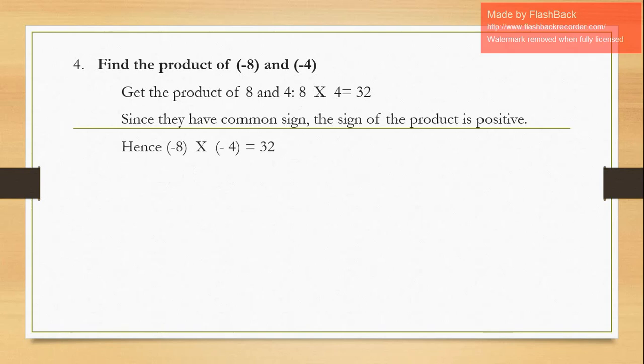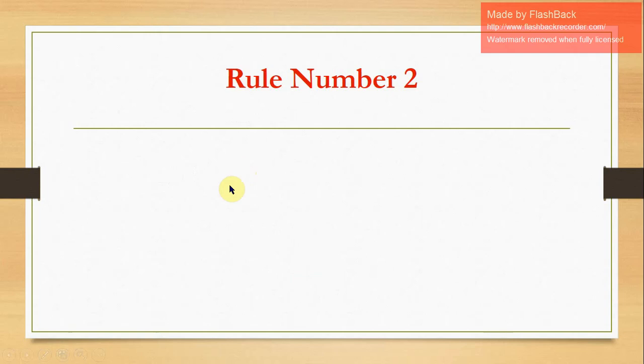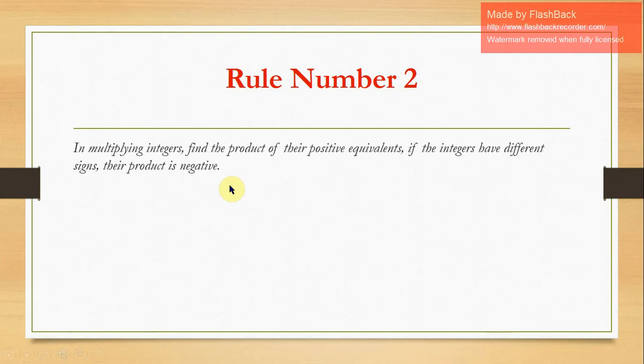Bakit 32? Naging positive 32 because we follow the first rule in multiplying integers. If the integers have common sign, their product is always positive. Next, rule number 2. What is rule number 2? In multiplying integers, find the product of their positive equivalents. If the integers have different sign, their product is negative. So, let's have an example for this rule.